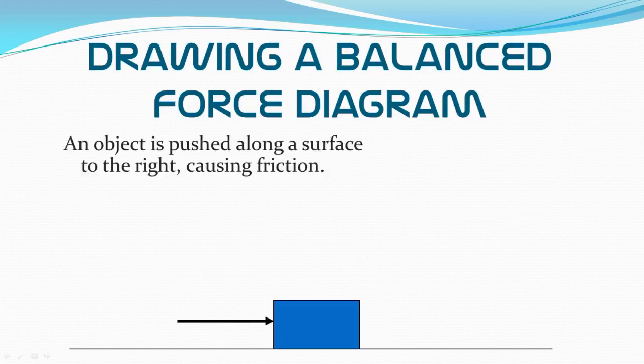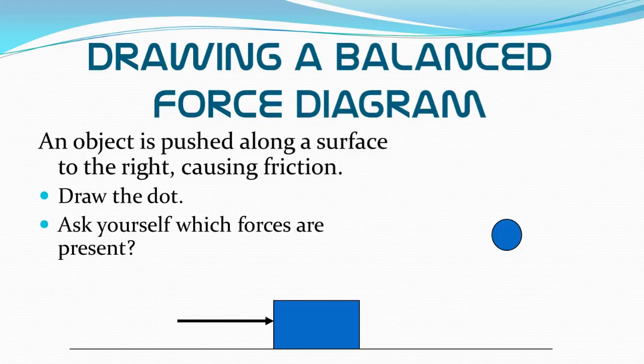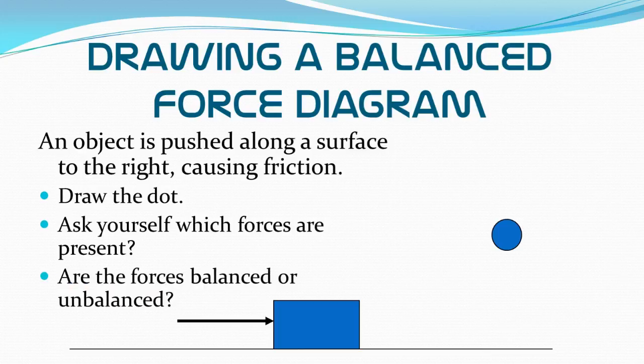For example, an object is pushed along a surface to the right, causing friction. In this case, the arrow represents where I would be pushing the box. However, that's not the way the forces will be drawn. Start by representing the object, in this case the box, as a dot. Ask yourself which forces are present. The object always has gravity. All objects have gravity when we're drawing force diagrams. Gravity always goes straight down.